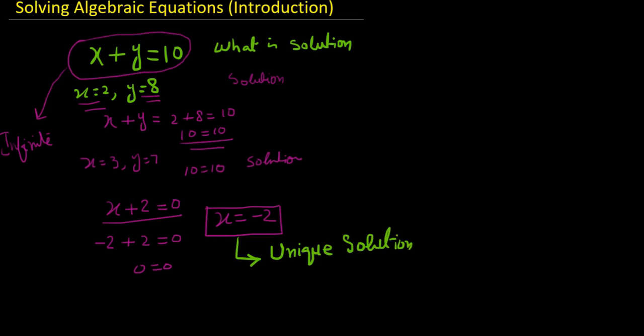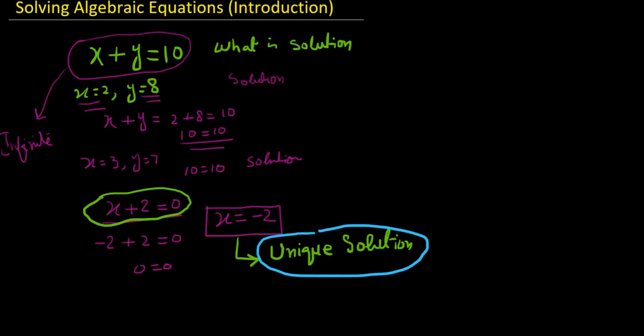It is a unique solution. It has only one solution. This equation has only one solution. Only x equals minus 2 satisfies this equation. So in most of the cases in algebra, we are trying to find the unique solutions. So this will be our goal, to find a unique solution for the equation.